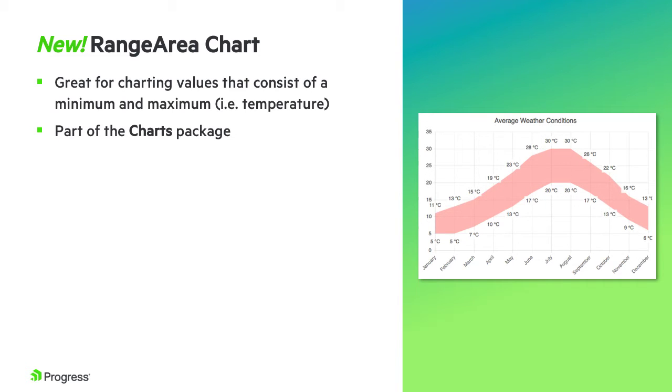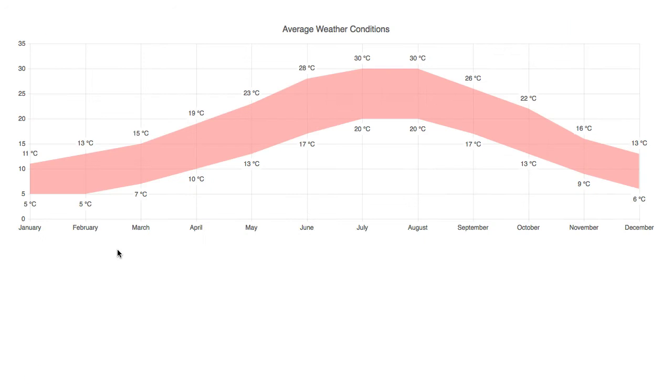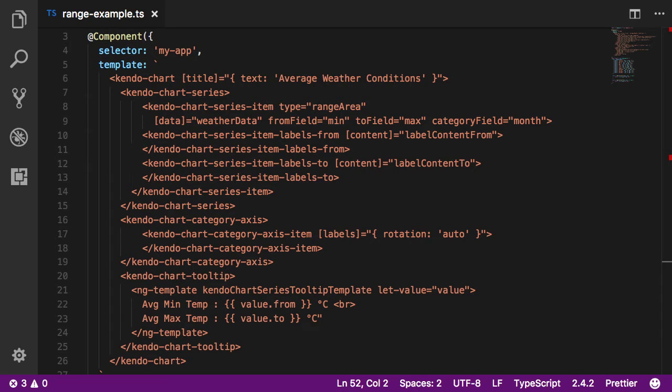Another new component in the R3 2017 release of Kendo UI for Angular is the RangeArea chart. Unlike an area chart which is filled right to the axis, the RangeArea chart is filled between its minimum and maximum values. This makes it ideal for plotting values like temperature. Here I have one such chart. As you can see, the values are plotting within this range. Looking at the underlying code, we're using the same Kendo chart directive as with other charts. The only difference is that we've specified the type property as RangeArea.